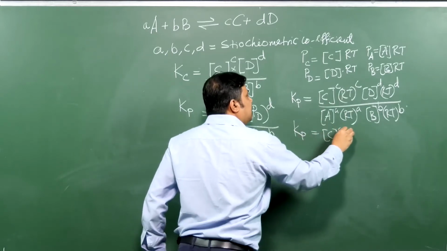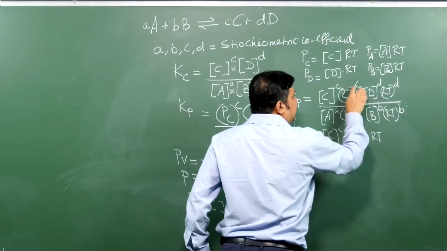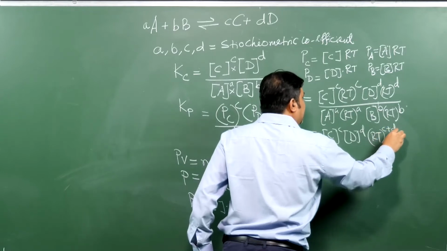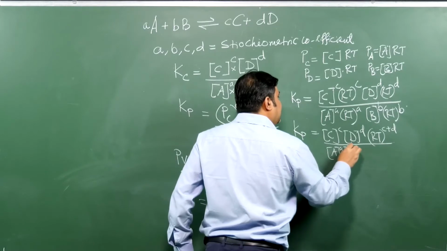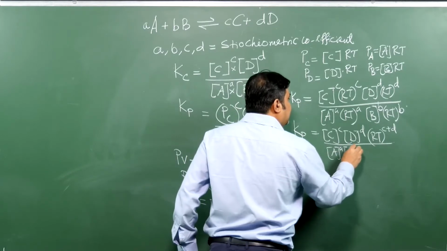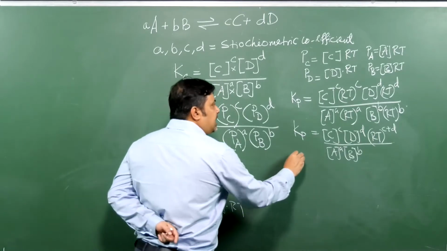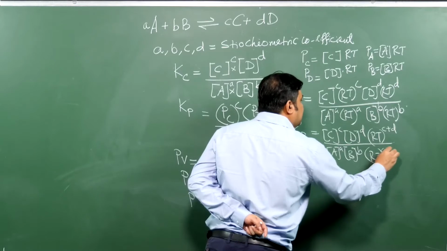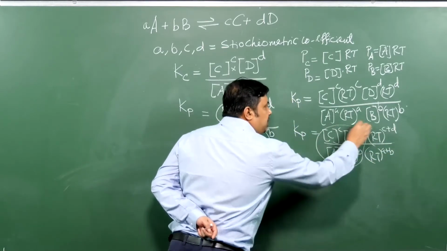This will be nothing but a to the power, and then RT, this will be nothing but C plus D overall. And here these things will be nothing but this, and this part will be nothing but what? Kc. So then I can write down Kp, and here RT to the power A plus B, and then Kp will be equal to Kc.